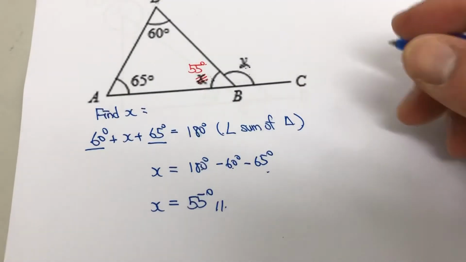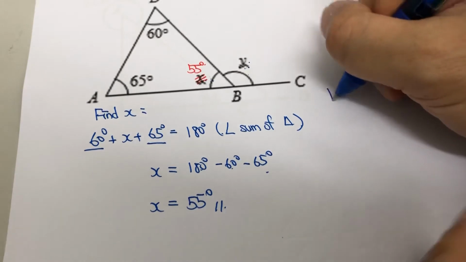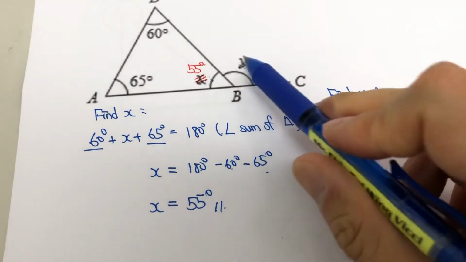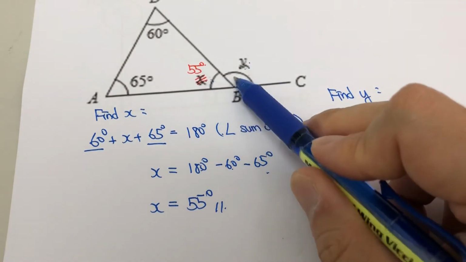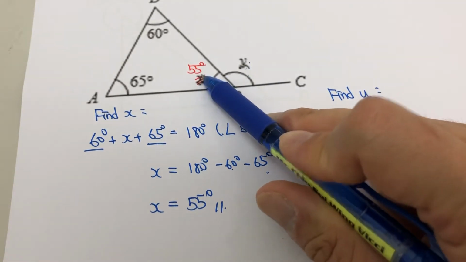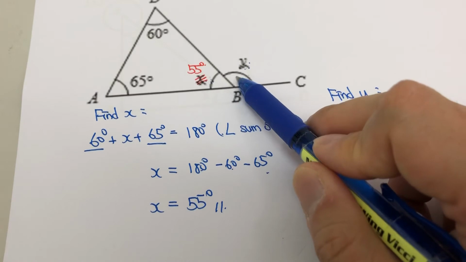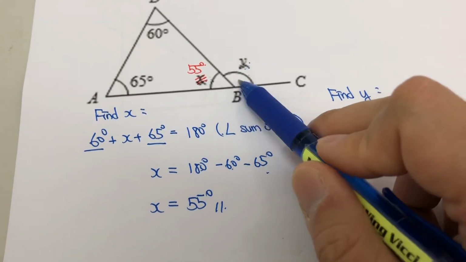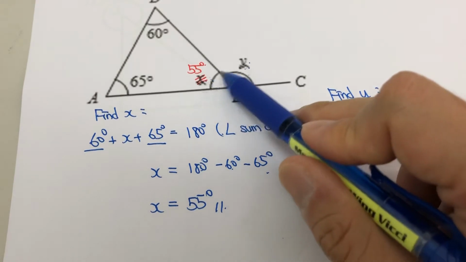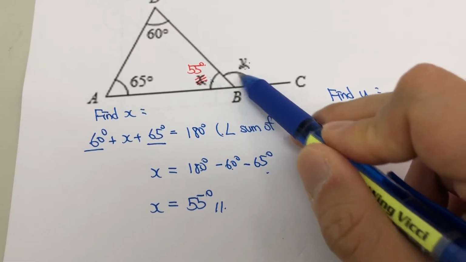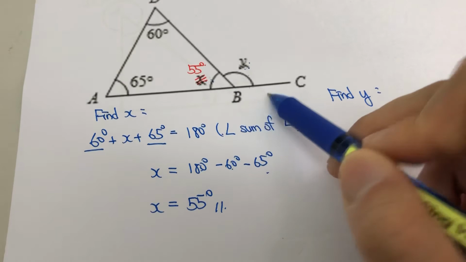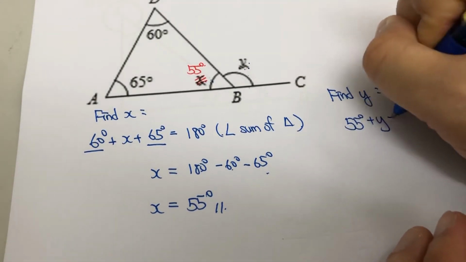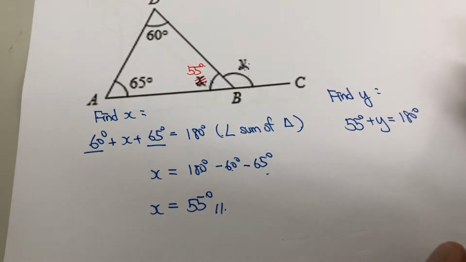And now we could find y. The second part, let's try to find y. How could we find y? Look at the neighbor, 55 degree. Can you tell the relationship between y and 55? What happens if you add the two angles up? They become, yes, a straight angle. So 55 degree plus y equals 180. It is a straight angle.